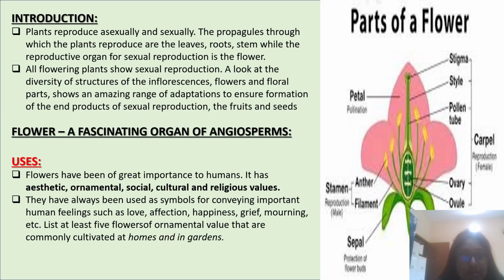A look at the diversity of structure of the inflorescence, flowers and floral parts shows an amazing range of adaptation to ensure formation of the end products of sexual reproduction, the fruits and seeds. Next, the flower, a fascinating organ of angiosperms.